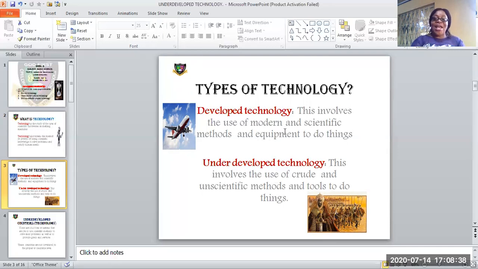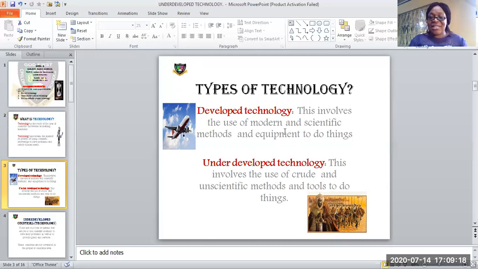Now, underdeveloped technology. This involves the use of crude and unscientific methods and tools to do things. A crude method of doing things. The world has moved away from the Stone Age, where everything had to be done with stone. Creativity of any sort was limited to stones and rocks. Now the world has developed to the extent of using scientific methods.